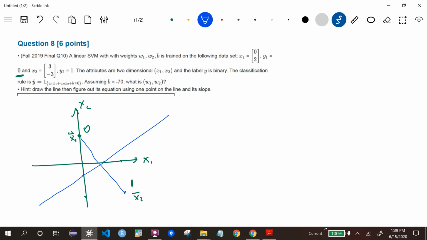But here, what we'll use is the fact that it actually passed through the midpoint. So here, this is our midpoint between x1 and x2, and we can compute it to be half of 0 plus 3, 1.5, and half of -3 plus 2, so -0.5. So we know that the line must pass through this point. We also know that this line is perpendicular to our vector from x1 to x2. So the problem is how to use these together.